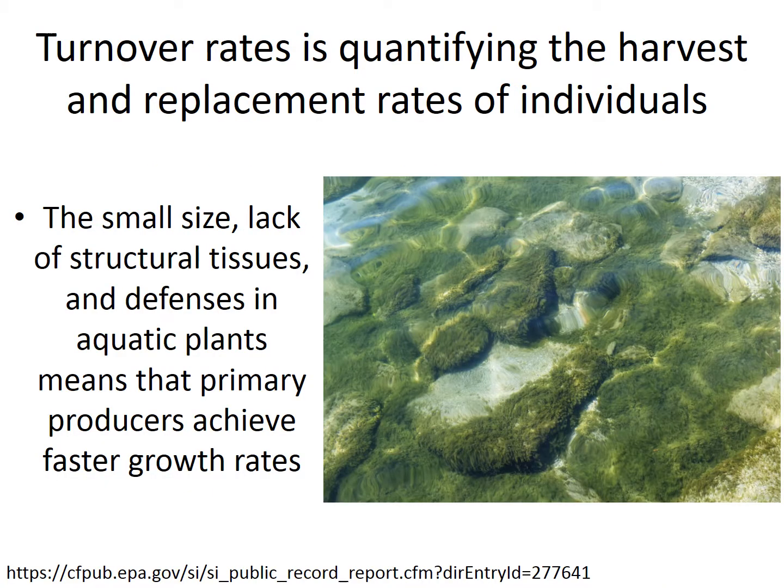Considering aquatic plants are eaten more, how haven't they just disappeared? Well, that's due to turnover rates. Turnover rate is basically quantifying the harvest and then replacement rates of individuals in a community, and in this case, aquatic plants. Particularly because of the small size, the lack of structural tissues, and the defenses that aquatic plants have, primary producers achieve way faster growth rates than they do in terrestrial ecosystems.